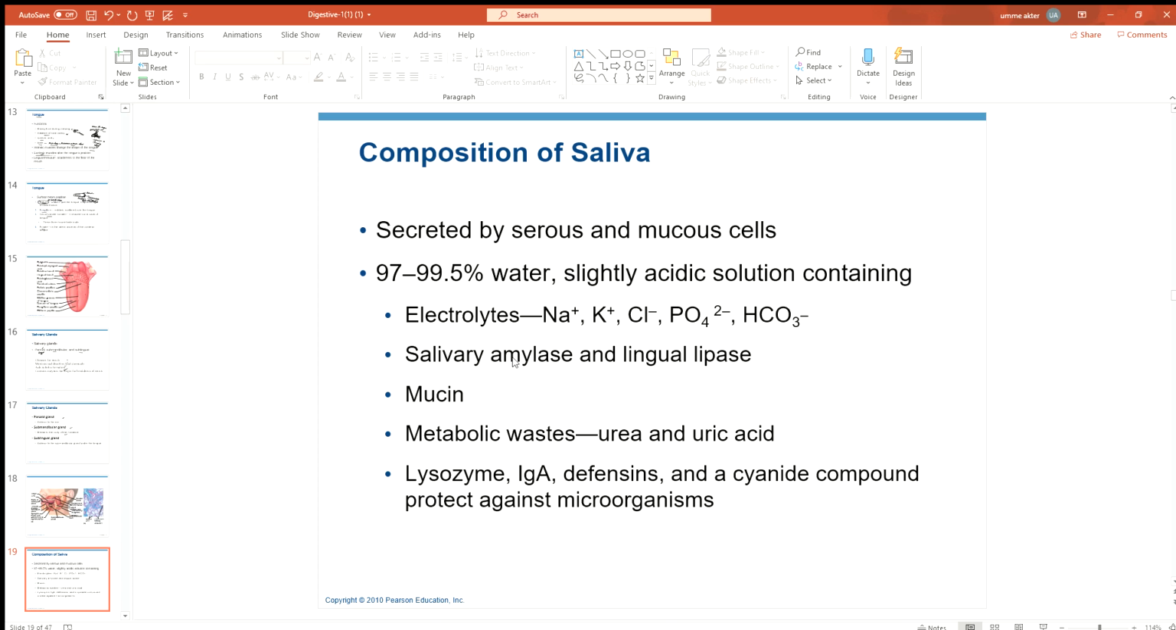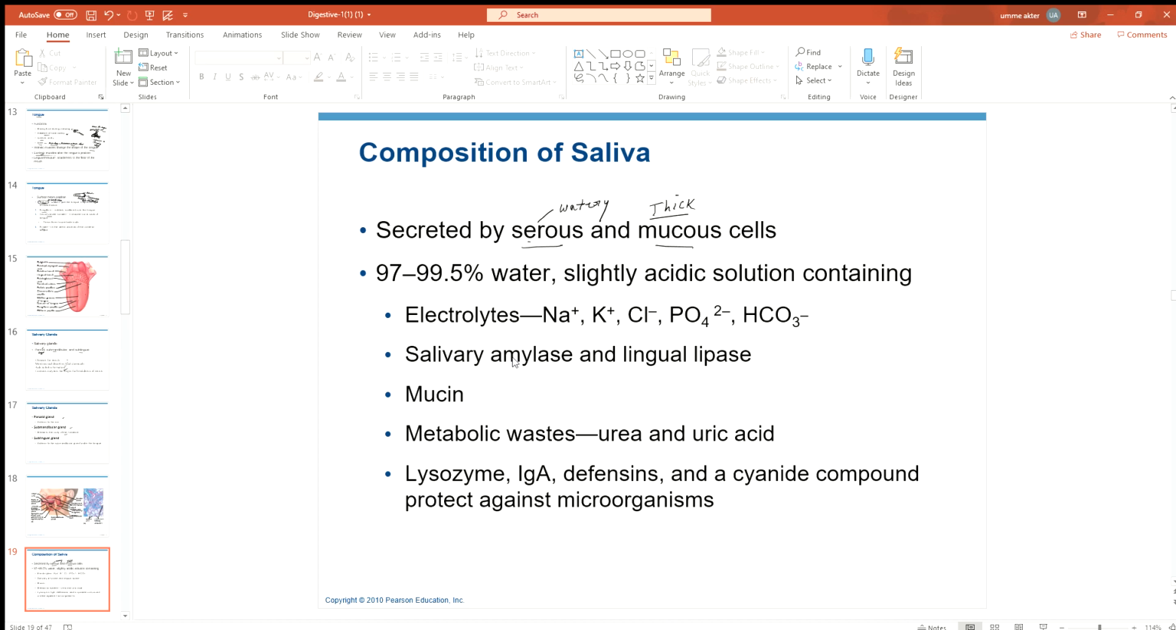Composition of saliva. If you see the components or composition of saliva, it is secreted by two types of cells inside the gland, serous and mucous cells. Serous cells secrete a highly watery secretion, and mucus is a thick, slippery secretion that contains mucin, the slippery chemical.